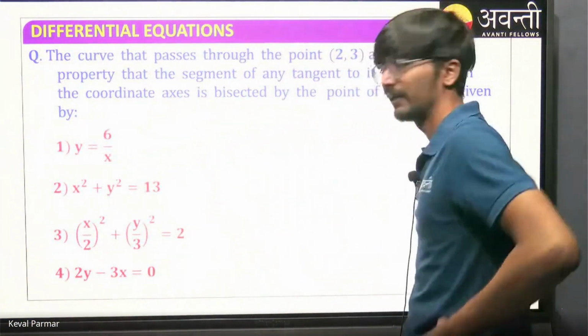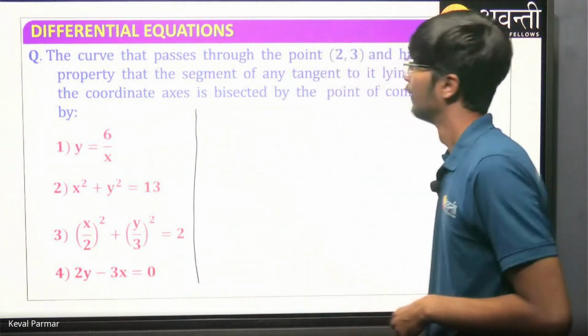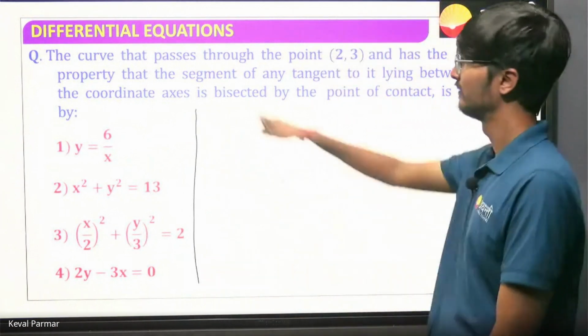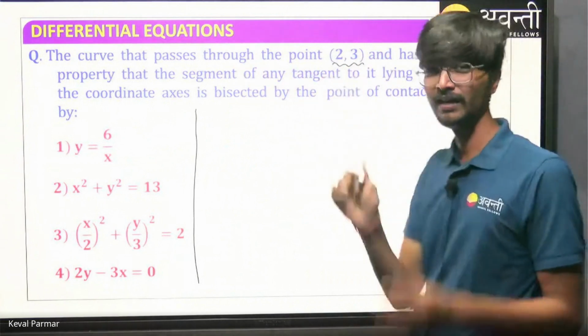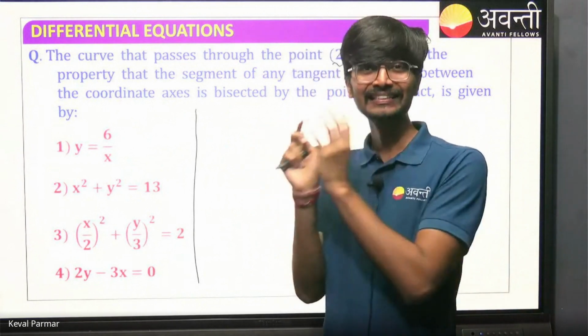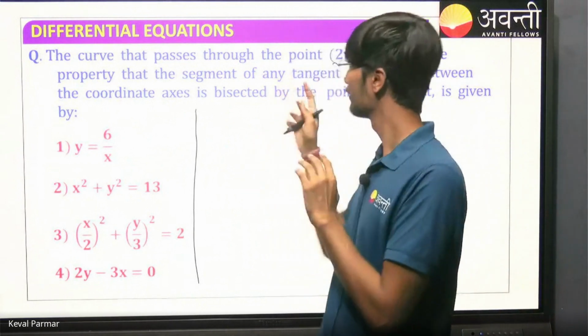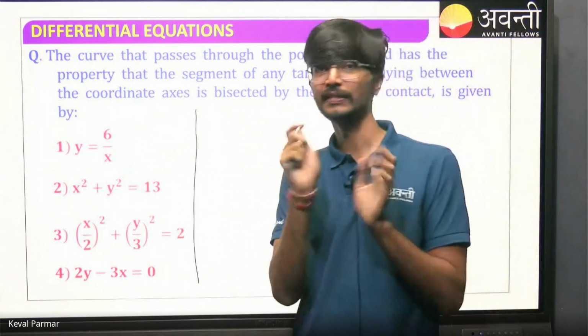So this is a coordinate geometry question. Please read the question. It says the curve that passes through the point this. That means if a curve passes through the point, it must satisfy it. So this is the boundary condition. We'll put the point x equal to 2, y equal to 3 and we'll get the value of c.